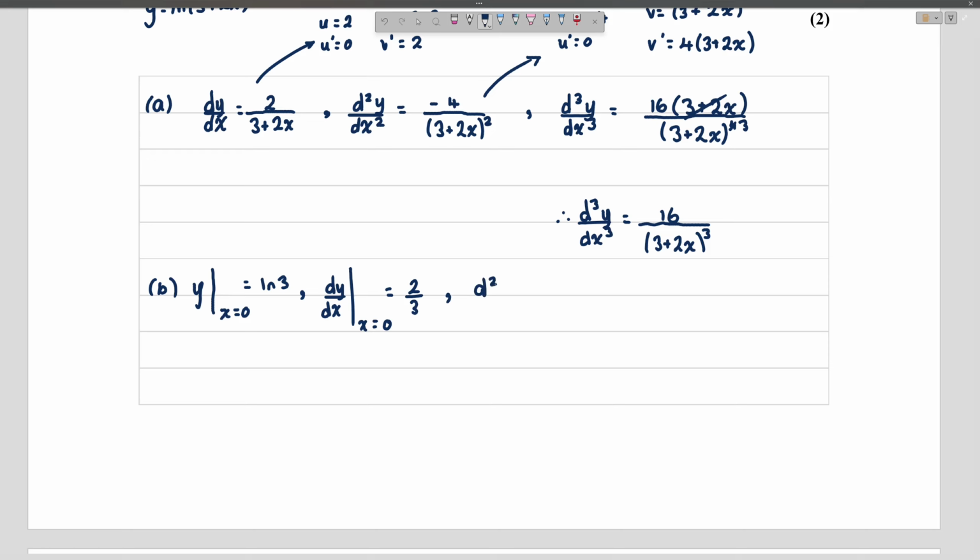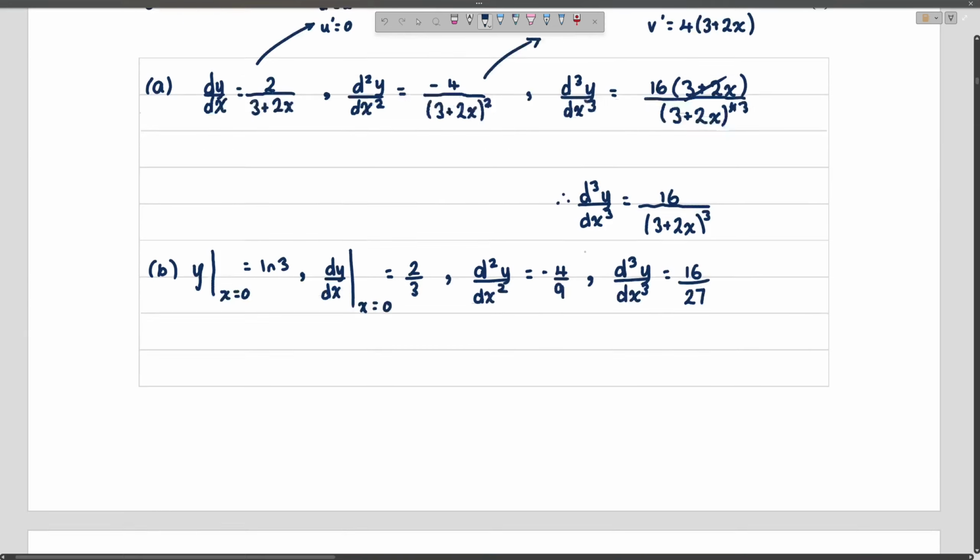Doing the same now for the second derivative here. So again, just substitute x equals 0 into this expression here. So I get minus 4 all over 3 squared. So that is minus 4 over 9. And then finally here, for the third derivative, that's d cubed y over dx cubed. What do we get here then? So again, just substitute x equals 0 into this expression here. So I get 16 over 3 cubed, which is 16 over 27 there.